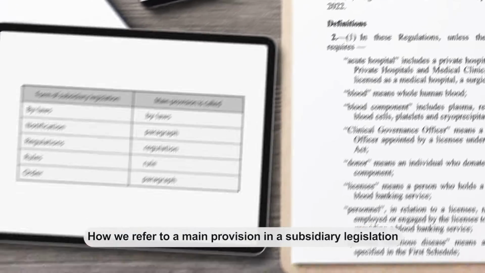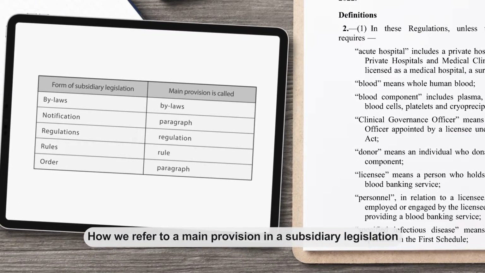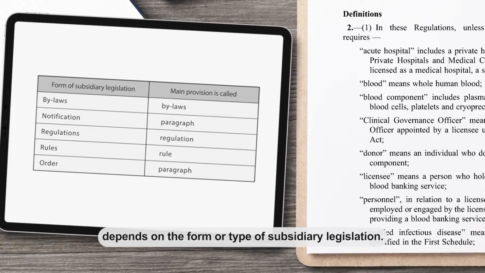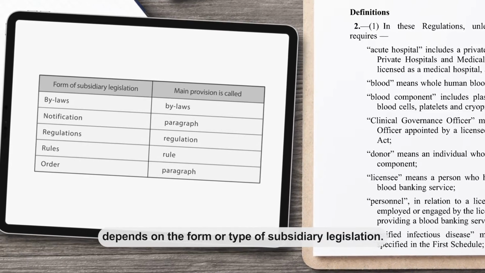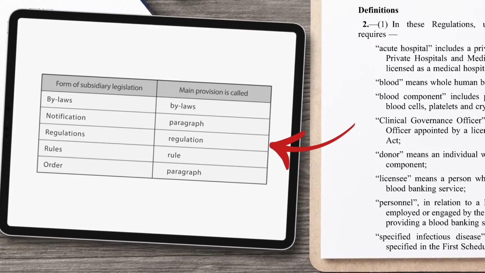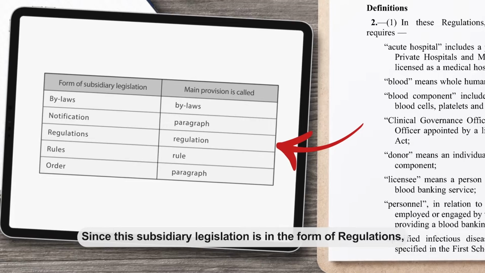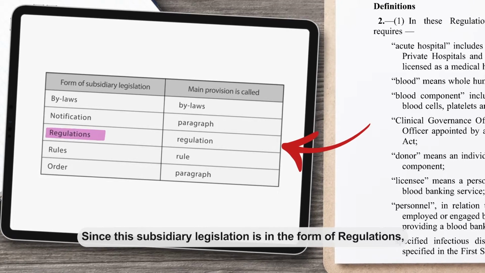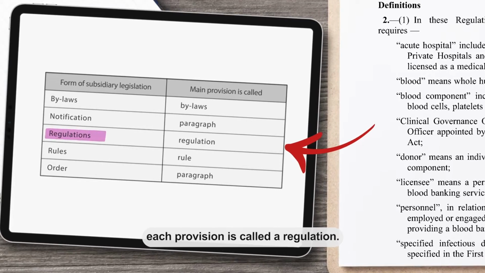How we refer to a main provision in a subsidiary legislation depends on the form or type of subsidiary legislation. Since this subsidiary legislation is in the form of regulations, each provision is called a regulation.